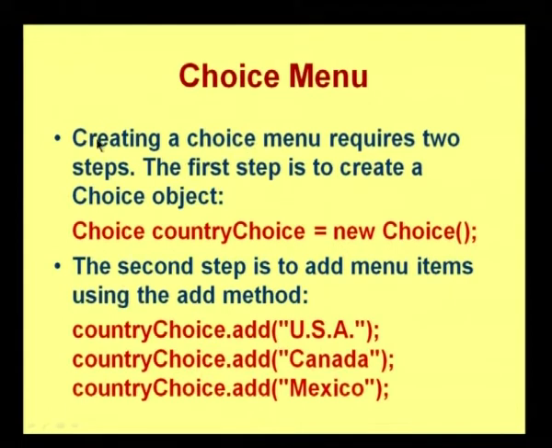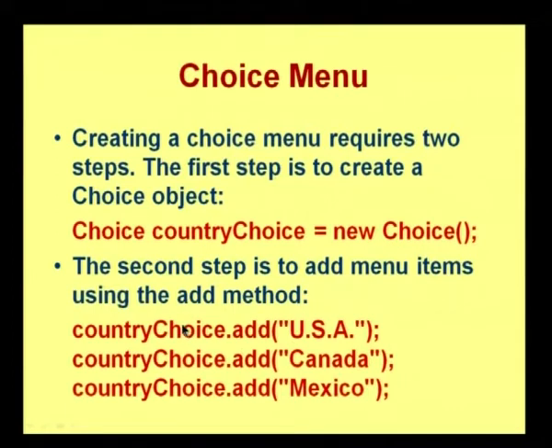You can see here, creating a choice menu requires 2 steps. The first step is to create a choice object. So, first I am creating a choice object, and then the second step is to add menu items using the add method. In choice menu I have an add method. In this method I can keep on adding the components. Here this is a string. The add method is available in the container as well as in the component.